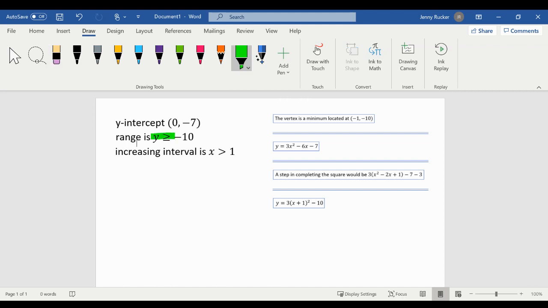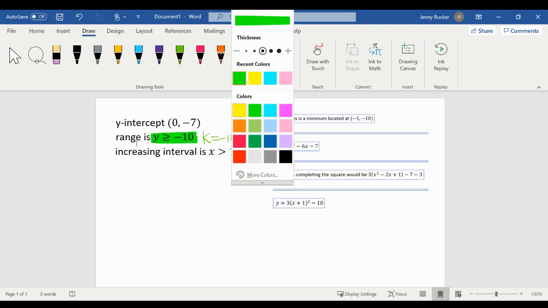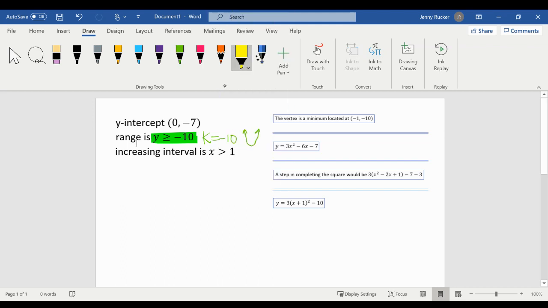When I have the range is y is greater than or equal to -10, that tells me the k value of my vertex is -10 and that my parabola opens up, since my y values are all greater than or equal to -10. The increasing interval also tells me the h of my vertex. So I know h must be 1, and it makes sense that it's increasing greater than that because that would be on the right side. So again, that verifies that my parabola should open up.